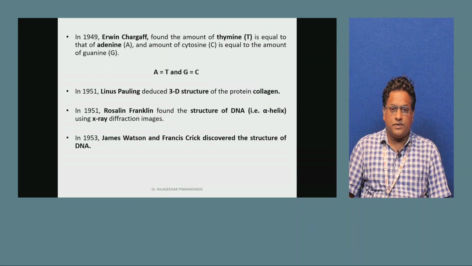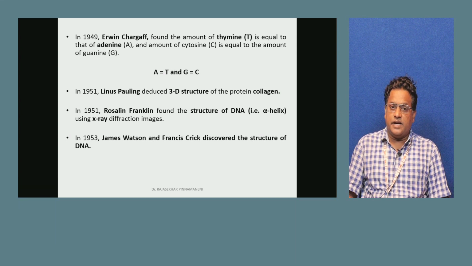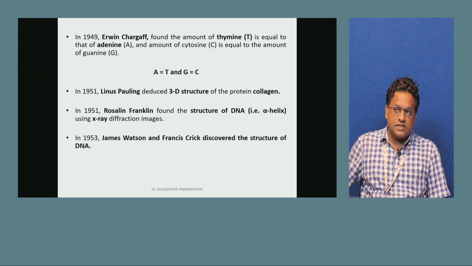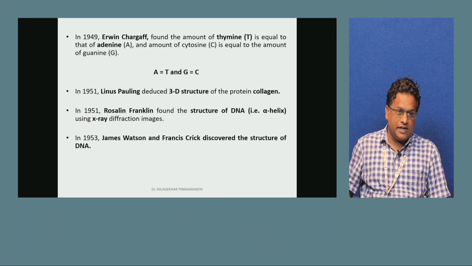Then Erwin Chargaff, with his experiments, found the AT and GC rules. Then Linus Pauling in 1951 came up with a 3D structure of the collagen, and you see it has a very rich history of molecular biology, right? In 1951, Rosalind Franklin, of course the unsung lady of molecular biology of DNA, found the structure of DNA. And in 1953, of course, James Watson and Francis Crick, along with Maurice Wilkins, deduced the structure of the DNA.